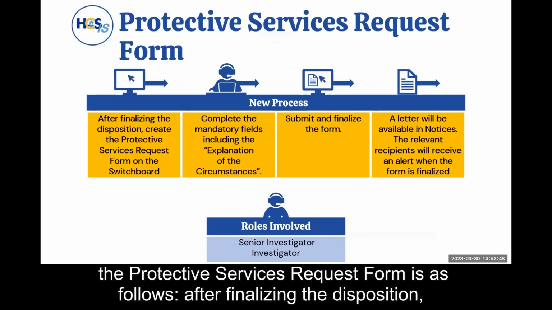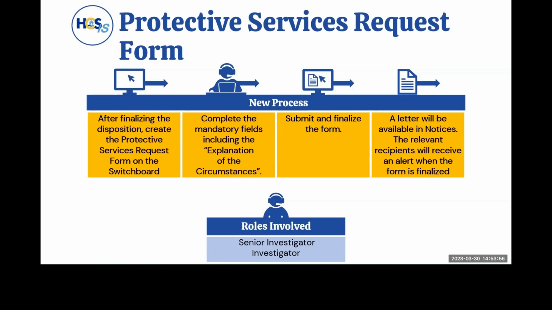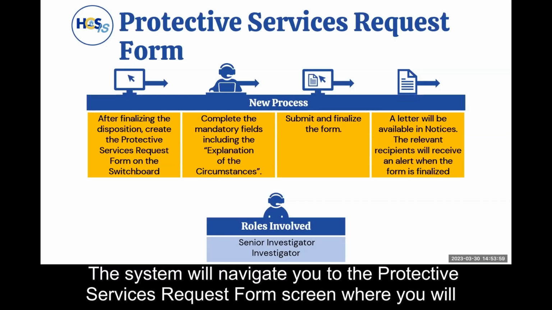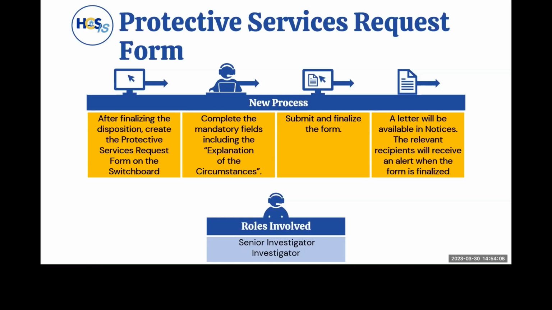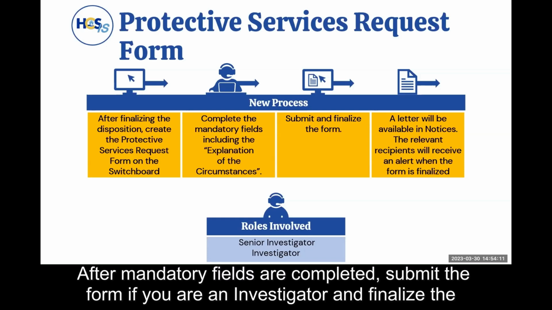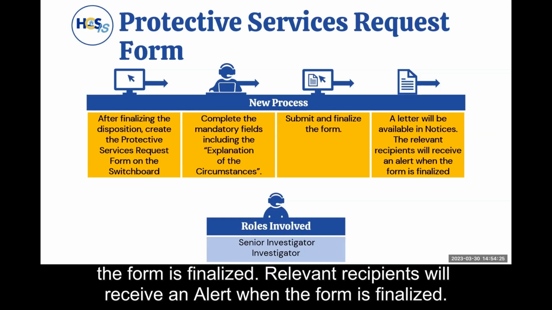After finalizing the disposition, click the Create hyperlink under the Protective Services request form header on the switchboard. The system will navigate you to the Protective Services request form screen, where you will complete mandatory fields, including the explanation of the circumstances. After mandatory fields are completed, submit the form if you are an investigator, and finalize the form if you are a senior investigator. A letter will be available in notices after the form is finalized. Relevant recipients will receive an alert when the form is finalized.